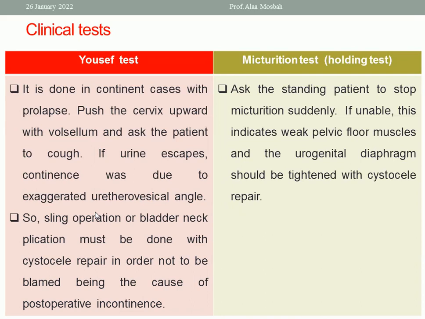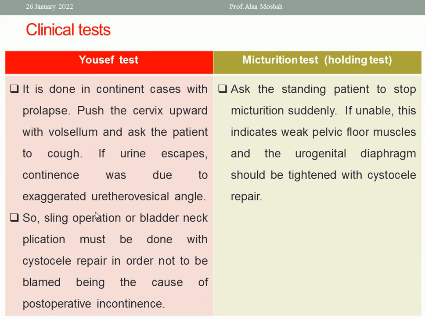The patient will be incontinent post-operative. A while before the operation, she was continent. She had no problem regarding urination, no incontinence. But after you did the repair for prolapse, she becomes incontinent. Of course, you will be blamed because she already had a hidden incontinence and you didn't do the Bonney test to discover this hidden incontinence, okay?